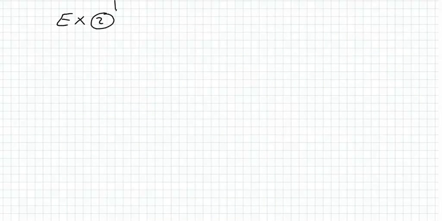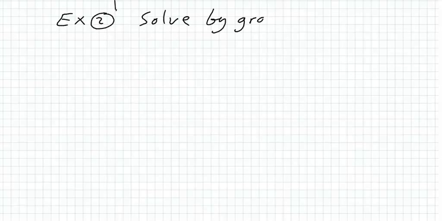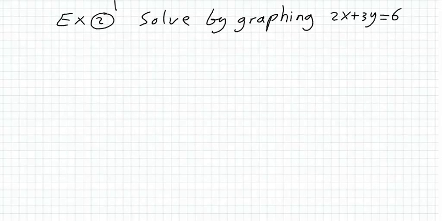Example 2. Solve by graphing the two equations, 2x plus 3y equals 6, and 4x plus 6y equals 30. Let us solve the first equation for y.